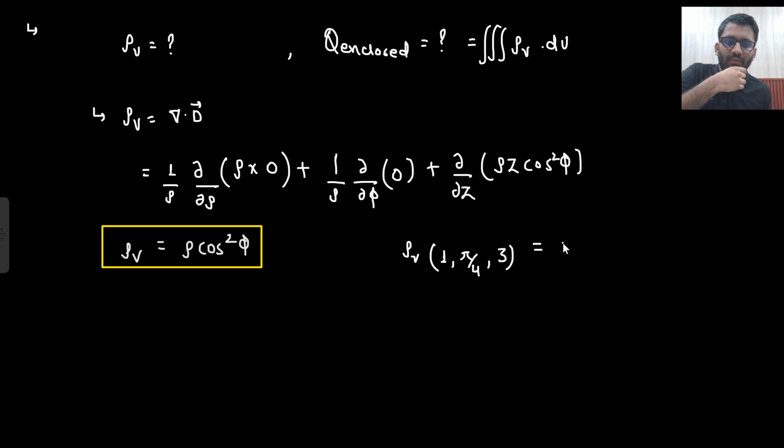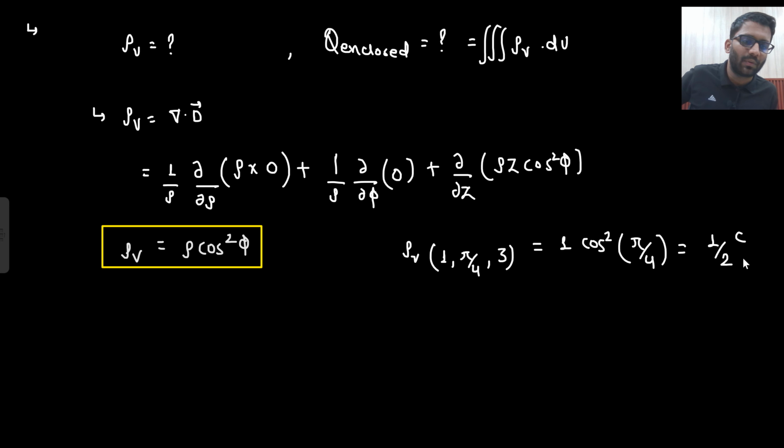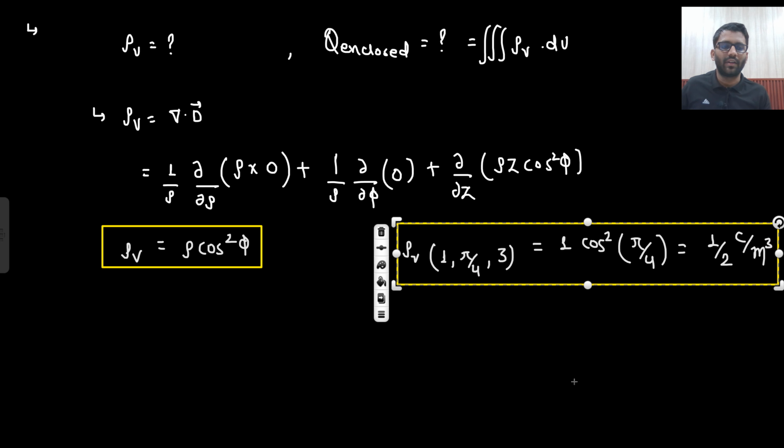So 1, cos square pi by 4, right? So this will be 1 by 2 coulomb per meter cube. Okay, this will be your rho v at a certain point. Now I need to find Q enclosed.